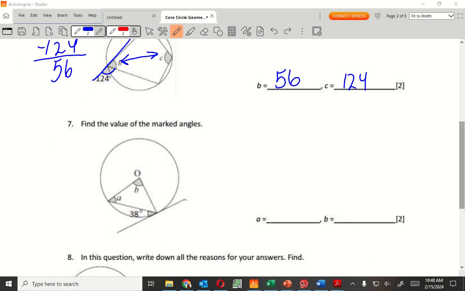Find the value of the marked angle. Okay, you ready? This one goes with the radius that we talked about before. Now, before we get too far into this, let's identify this. This is going to be necessary. What type of line is that? I heard it? Not 180. It's a special type of line.